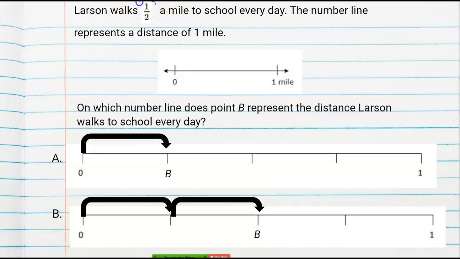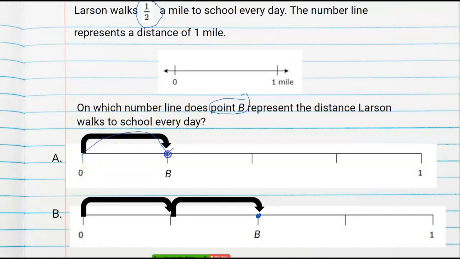All right. Larson walks half a mile to school every day. The number line represents the distance of 1 mile. So this number line right here shows 1 mile. On which number line does point B represent the distance Larson walks to school every day? So we have two number lines here, and of course, even in our answer choices, if we have number lines, we label them. And we're looking for half a mile. So this one goes all the way to point B, and this one goes to point B right here. And we want to figure out which one shows 1/2.